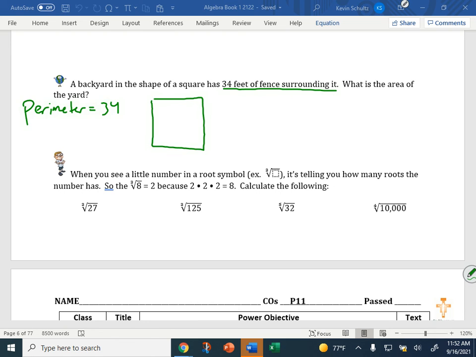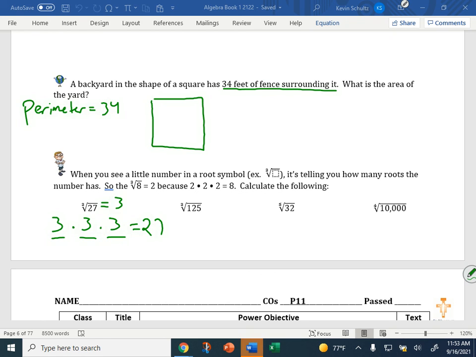The cubed root of 27 means what times itself equals 27. The cubed root of 27. What number times itself equals 27? You found? 3 is correct. Okay, so the cubed root of 27 equals 3 because it takes 3 of them to get there.